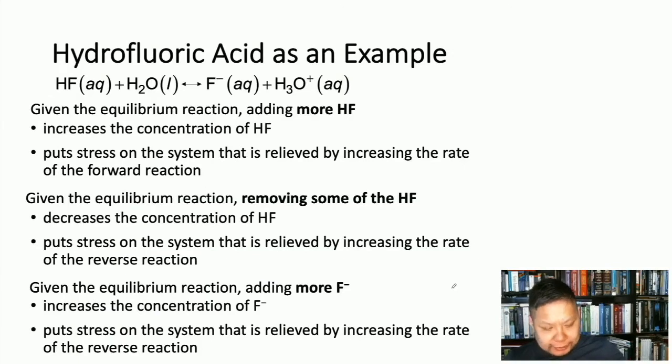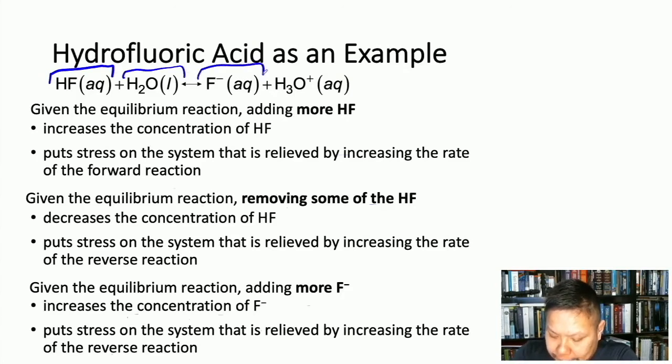So if we want to use hydrofluoric acid again as an example, we've been using it a lot because it's a very quintessential weak acid, right? Again, remember what I said before. You don't have to worry about equilibrium with strong acids. You only have to worry about equilibrium with weak acids. So let's use hydrofluoric acid as an example again, right? We have hydrogen fluoride combining with water, right? And we get the fluoride ion and the hydronium ion, right?